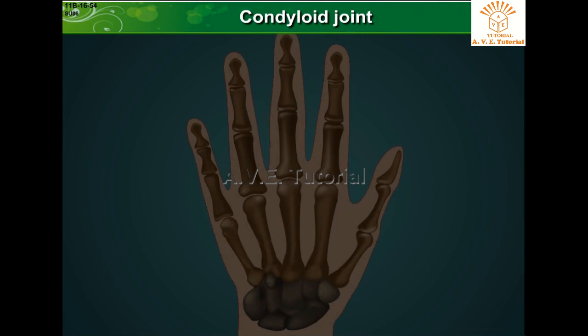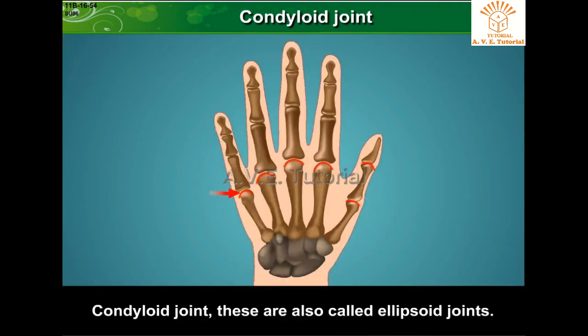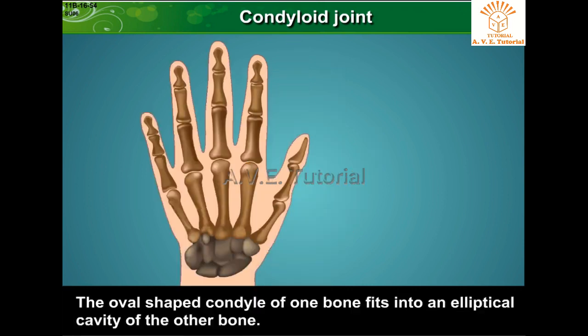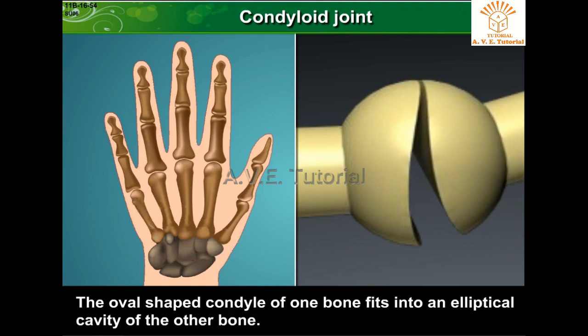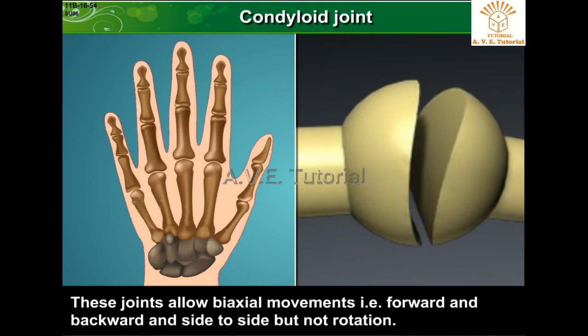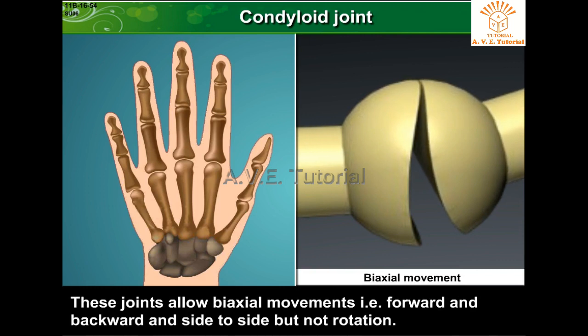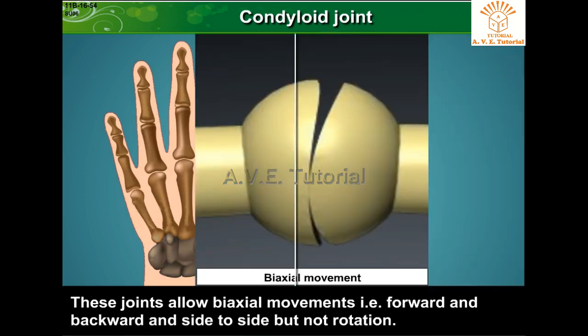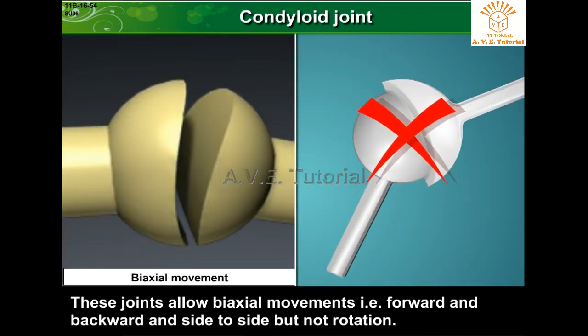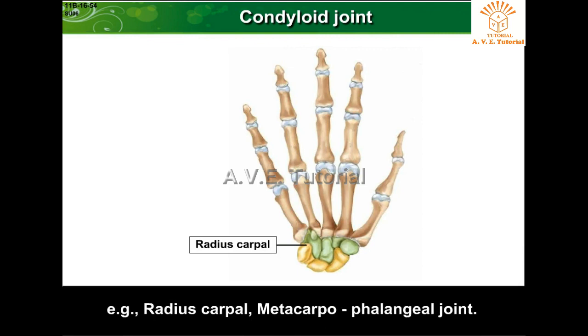3. Condyloid joint. These are also called ellipsoid joints. The oval-shaped condyle of one bone fits into the elliptical cavity of the other bone. These joints allow biaxial movements, that is, forward, backward, and side to side, but not rotation. Radiocarpal, metacarpophalangeal joints are examples of condyloid joints.